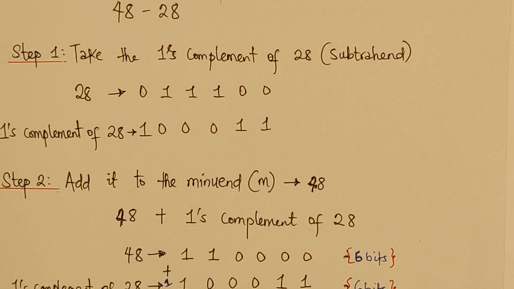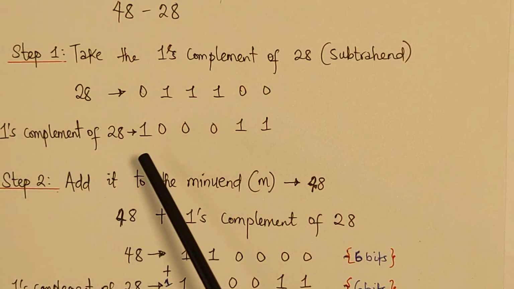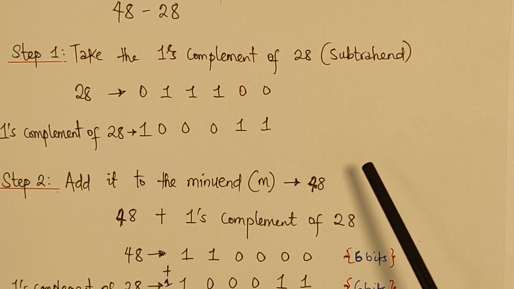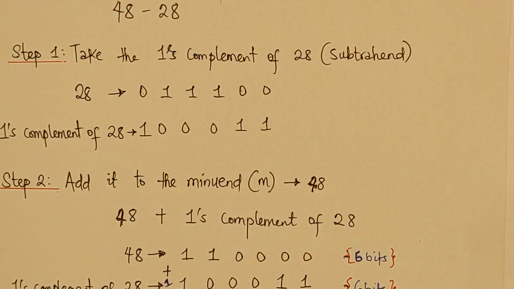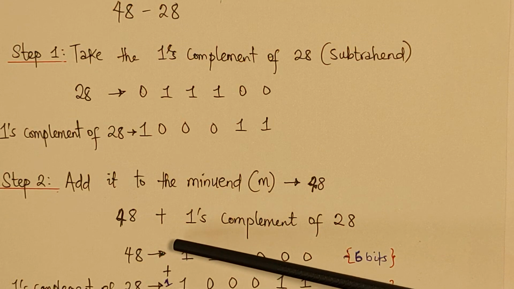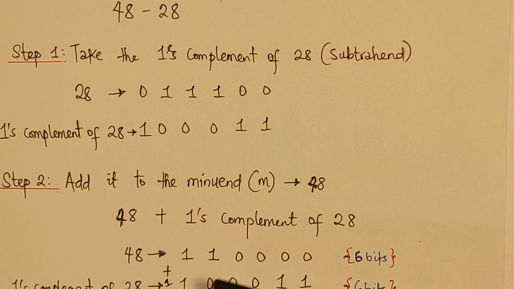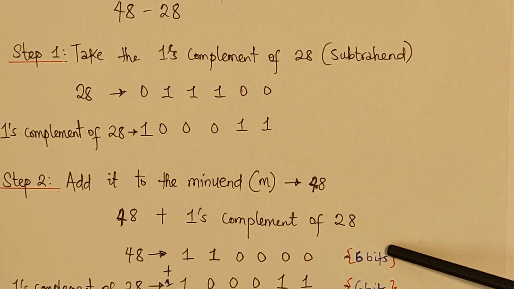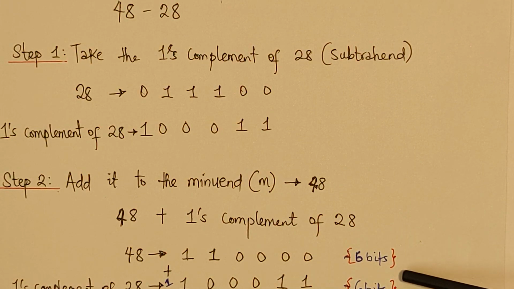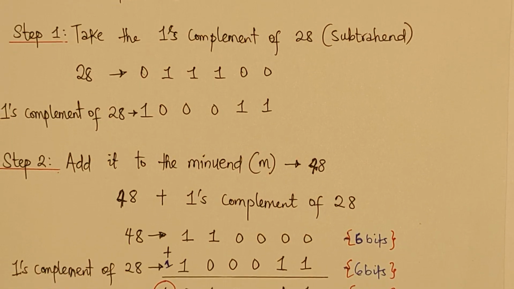So for our step 2, we are asked to add the first complement of 28 to 48, which is the minuend. To do that, we'll spread out the binary form of 48 and also the first complement of 28 in its binary form. So we'll have 1, 1, 0, 0, 0, 0, and the complement of 28 as 1, 0, 0, 0, 1, 1. Now take note, it's actually in 6 bits. So let's see the next step.